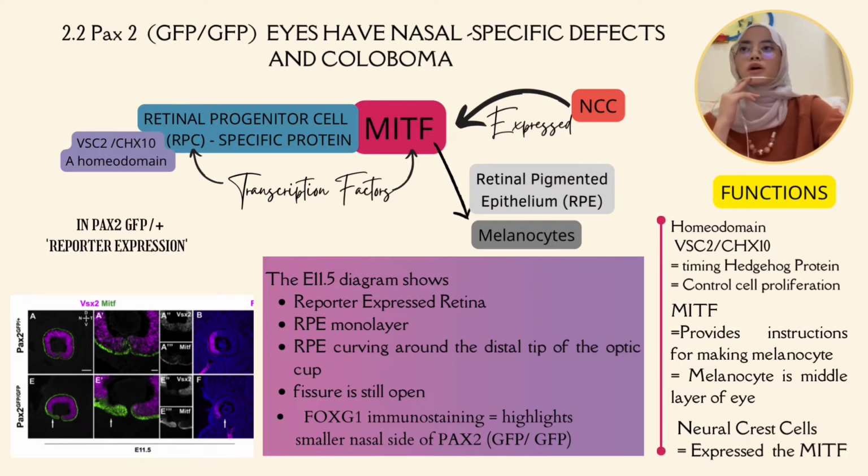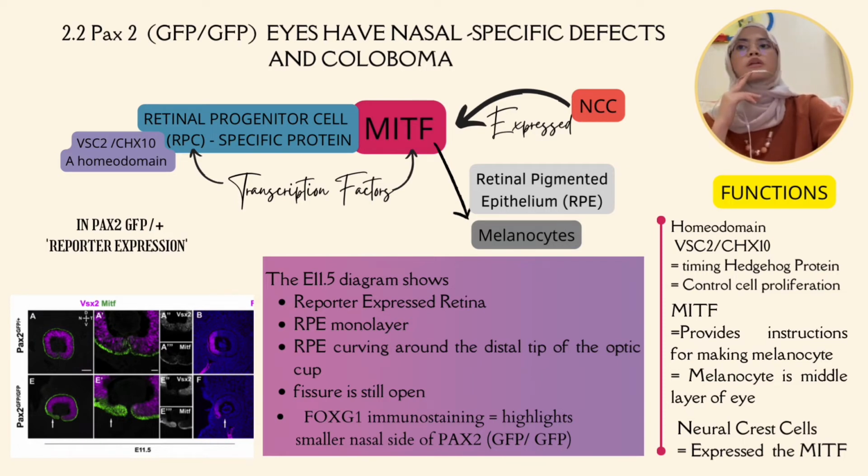So RPC is basically retinal progenitor cell. It is a specific protein that has a homeodomain. The homeodomain is namely VSX2, or we call it CHX10. The homeodomain of the RPC is very important because it ensures correct timing and magnitude of the hedgehog protein signaling in the mouse eyes.